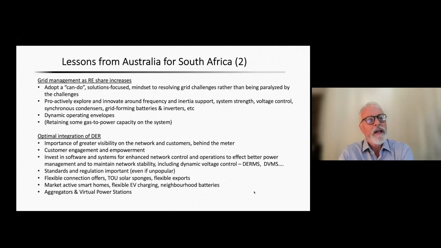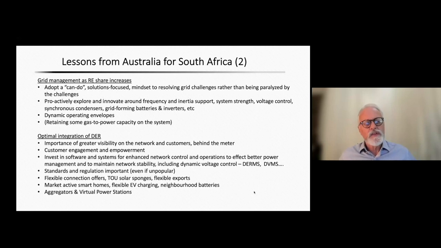What does this mean for managing the grid? I've mentioned this can-do, solutions-focused approach, proactively exploring and experimenting around inertia support, synchronous condensers, grid-forming batteries and inverters. Bruce can talk a bit more about that, these dynamic operating envelopes. And, important because they have gas, retaining some gas on the system to complement the variability of renewables. And then there's the optimum integration of distributed energy resources.